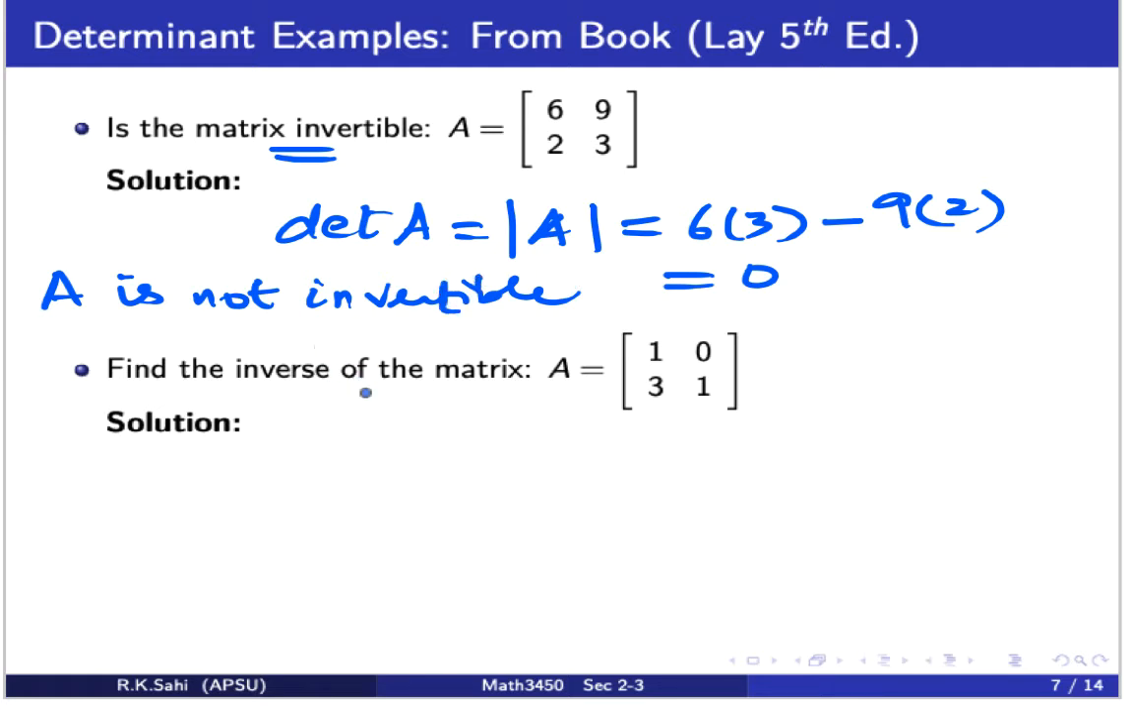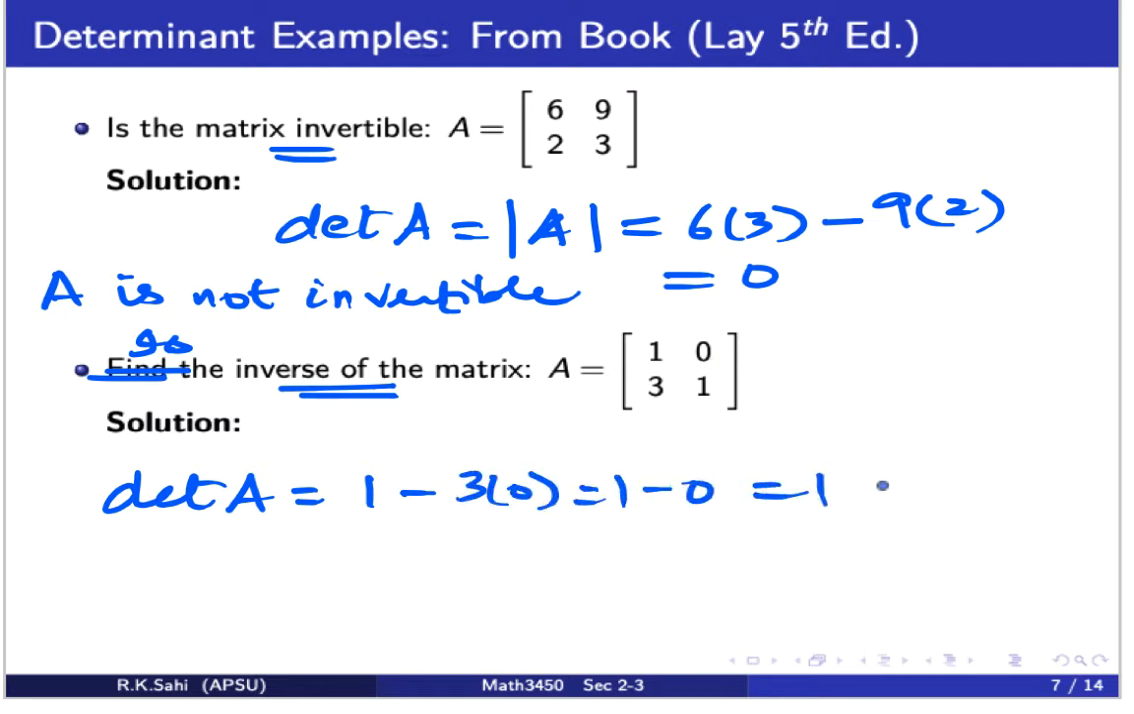It says now find the inverse of this matrix A. At this point, we have not learned how to find it, but let me rephrase this: is the matrix invertible? We will do later how to find the inverse. So we find the determinant of this A. Simple: 1 times 1 minus 3 times 0. That's 0, so 1 minus 0 is 1, not equal to 0. So this matrix A is invertible.